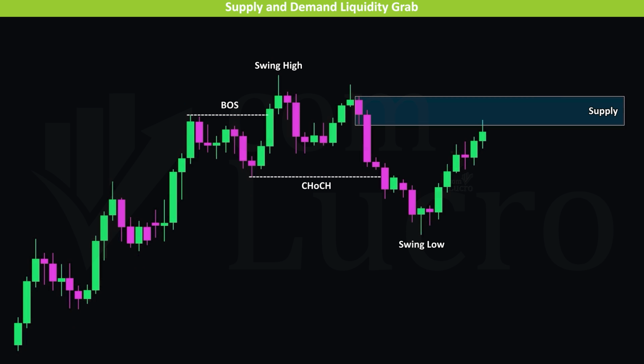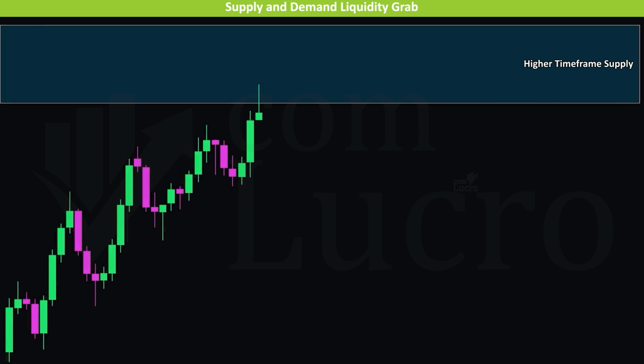So the rule is simple. Let price reach your demand or supply zone first. Once price taps into the supply zone, shift to the lower time frame to look for confirmation before entering a short position. On this lower time frame, you may notice a clear uptrend, which represents the corrective move within the higher time frame structure. What we want to observe is a loss of strength inside the supply zone.